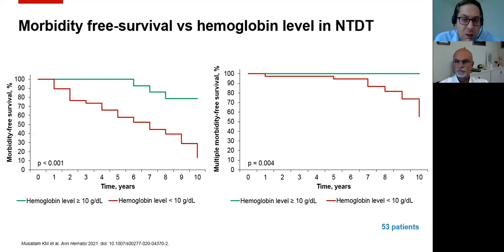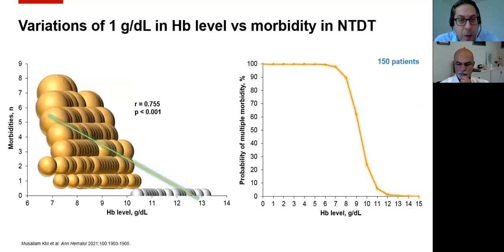And it was clear, as you can see on both these figures, that the hemoglobin level of 10 that we identified earlier is a clear separator of patients who would develop a morbidity, whether it's a single morbidity or a multiple morbidity, compared to patients who have hemoglobin above 10. So all of the patients that had hemoglobin less than 10 developed a morbidity, and many of them developed multiple morbidity, while a much smaller fraction of patients with a hemoglobin more than 10 did so over an observation period of 10 years.